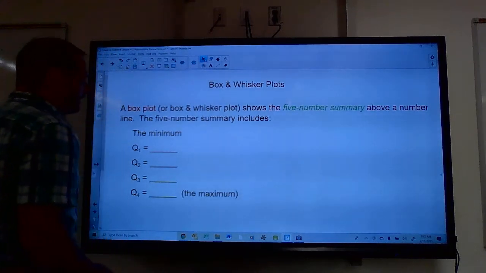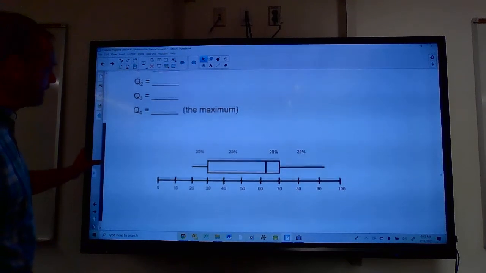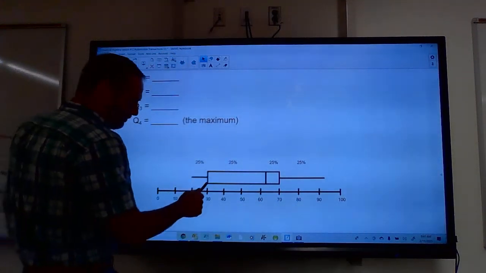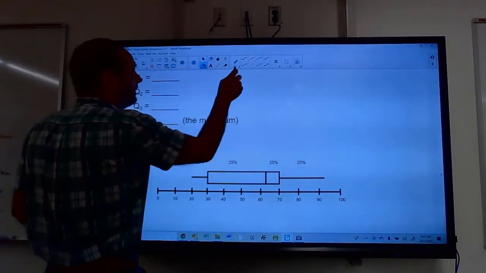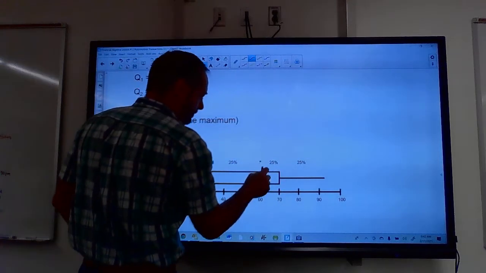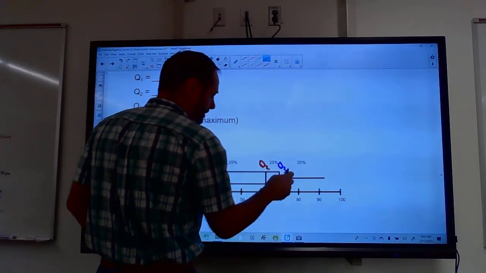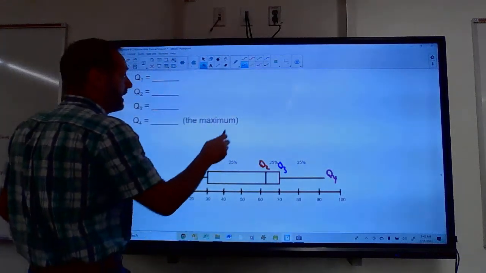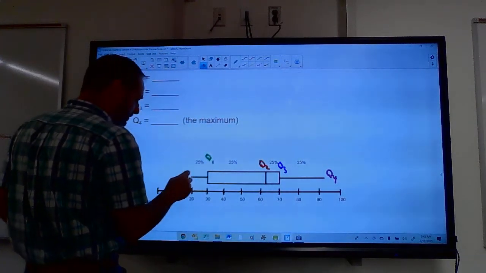Okay, so this is the way it looks. You have a number line on here. You have your box, which includes, this is your Q1 right here. This is your Q2 right here. Here's your Q3. Here's your Q4. And this number over here is your minimum.